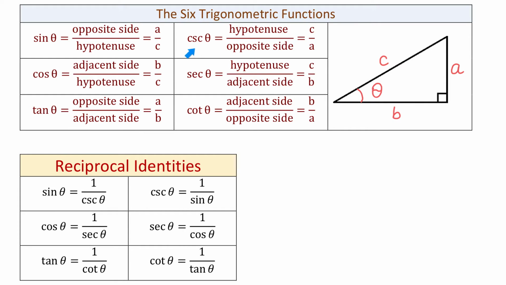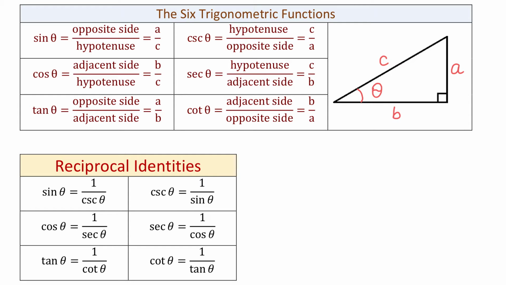Now to the right, we have the cosecant function, and the cosecant function is the reciprocal of sine, and if sine is A over C, cosecant is C over A. So again, these two functions are reciprocals of each other. And now the first two reciprocal identities are sine of theta equals 1 over cosecant of theta, and cosecant of theta equals 1 over sine of theta.